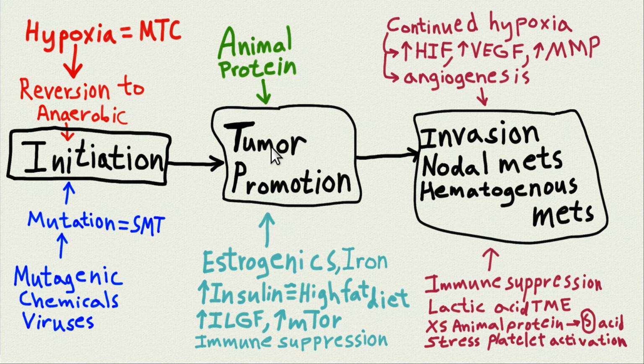Then the tumor grows. That's called tumor promotion. These are things that will increase that. Then the tumor metastasizes, and that's what kills the patient. They usually don't die from the primary tumor, other than a brain tumor. Most primary tumors don't kill the patient. Brain tumors are super rare.